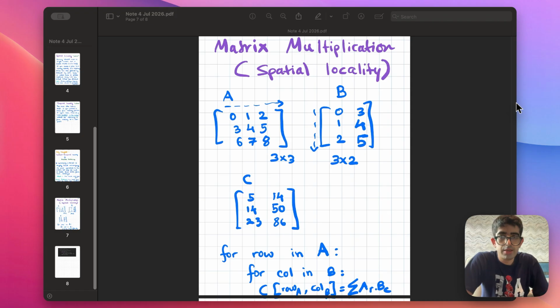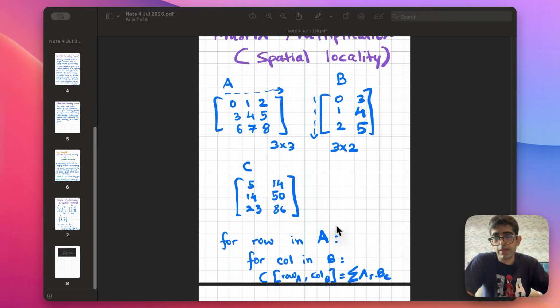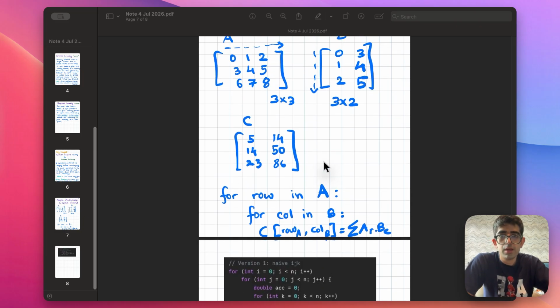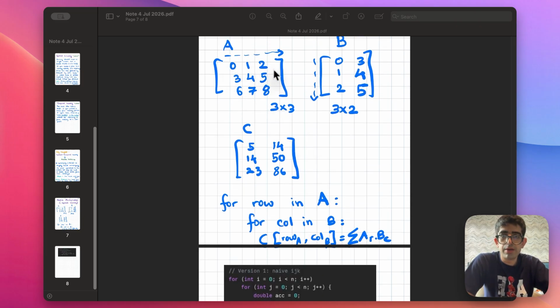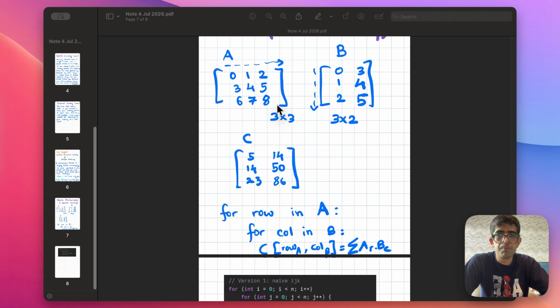So with this in mind, let's take a look at the access patterns of A and B. For A, we are iterating through each row in A, and for each row in A, we are essentially walking down the elements in that row. So the access pattern for A looks pretty good, because when we load an element from A, we are also processing its neighbors, which are elements in that same row.